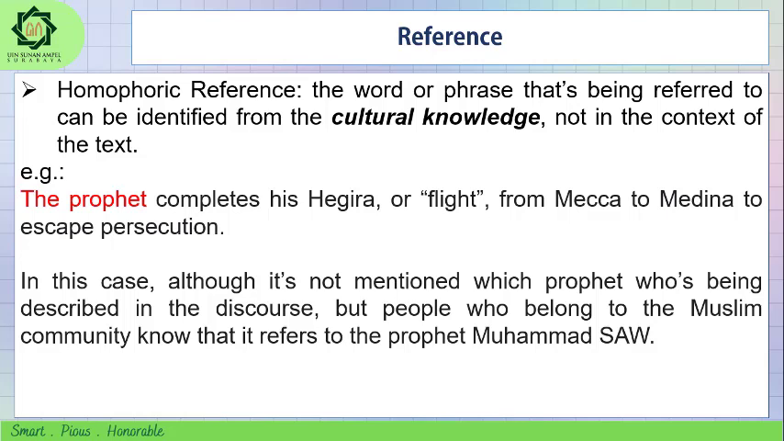The next one is homophoric reference. The word or phrase that's being referred to can be identified from the cultural knowledge, not in the context of the text. For example, the Prophet completes his hijrah or flight from Mecca to Medina to escape persecution. In this case, although it is not mentioned which prophet is being described in the discourse, people who belong to the Muslim community know that the prophet who did a hijrah from Mecca to Medina refers to the Prophet Muhammad sallallahu alaihi wasallam.